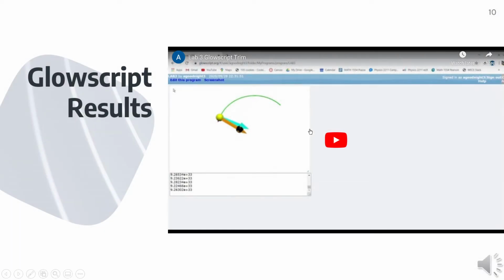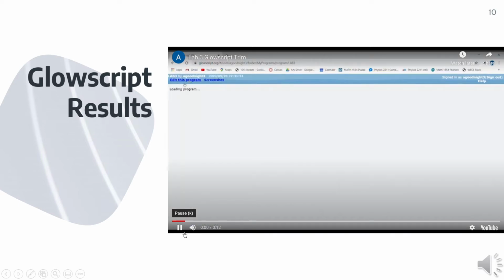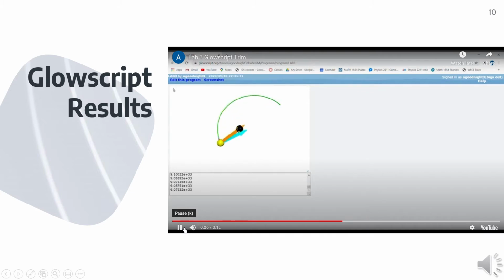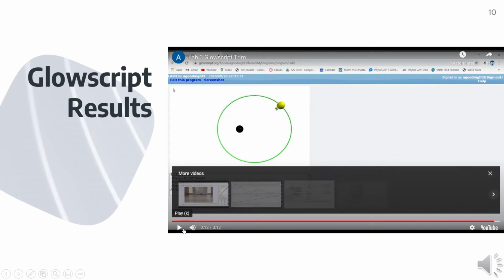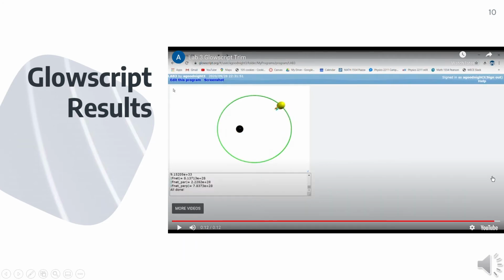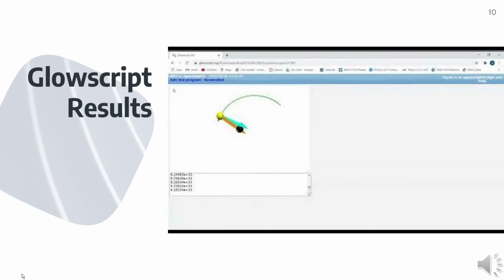Here is the video of my GlowScript program running. As you can see, the yellow star makes an entire orbit around the black hole at the origin. To clarify, the purple arrow is the force parallel, the blue arrow is the force perpendicular, and the orange arrow is the net force. Now I will cover the analysis questions.